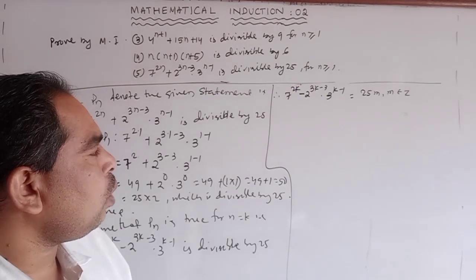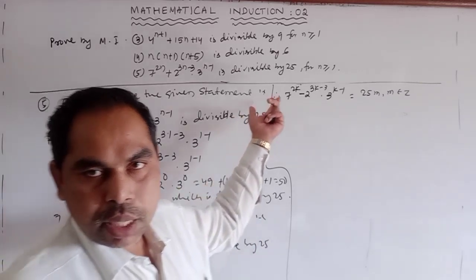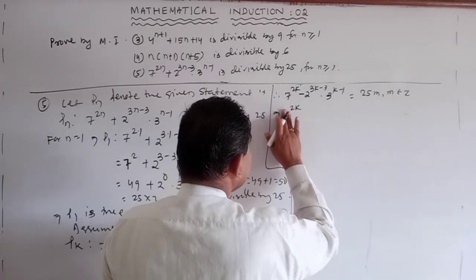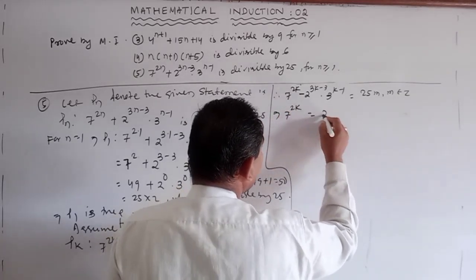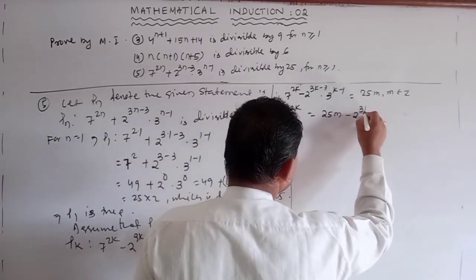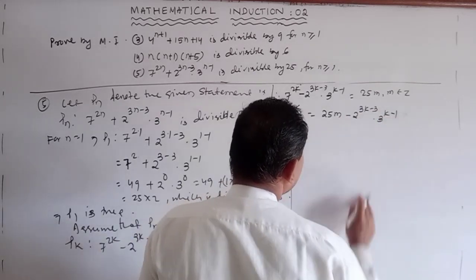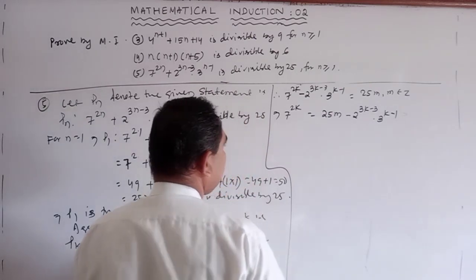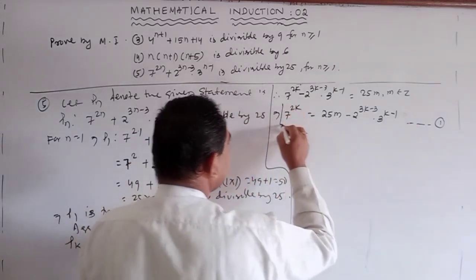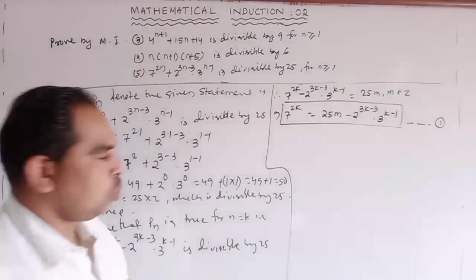Okay, so find the value of either 7 to the 2k or 2 to the 3k minus 3 into 3 to the k minus 1. Take one value to the other side. So this implies 7 to the power 2k is equal to 25m minus 2 to the power 3k minus 3 into 3 to the power k minus 1. This is equation 1. So using equation 1, we need to show that Pk plus 1 is true.